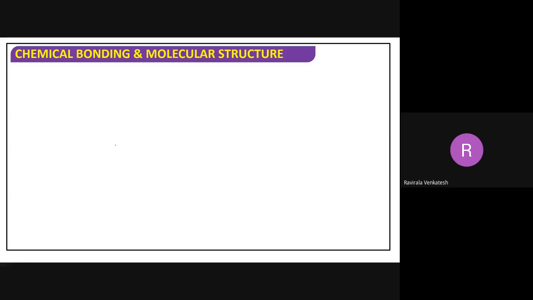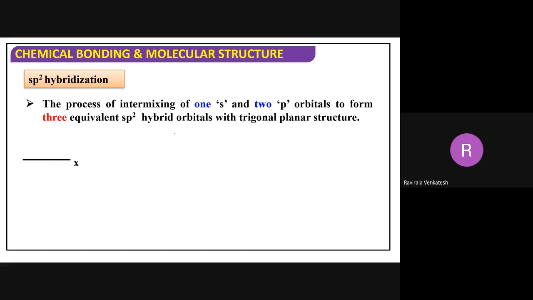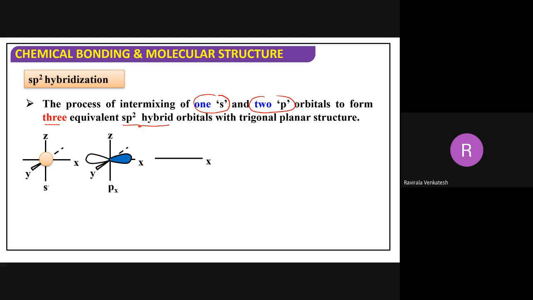I will move to sp2 hybridization. In this case, one s orbital and 2 p orbitals are involved. In total, we get 3 hybrid orbitals, 3 sp2 hybrid orbitals. Like this, on the axis I have taken one s orbital, and 2 p orbitals. One is here.